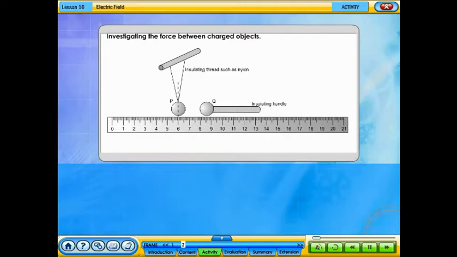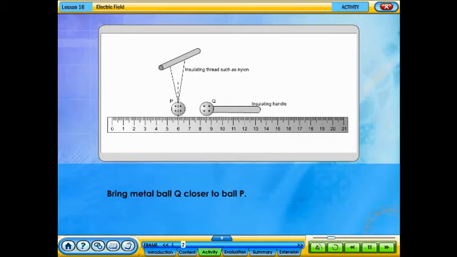This activity shows how the force between two charged objects depends on their separation distance and the charge on each object. Charge both metal balls, P and Q, with an equal quantity of positive charges. Bring metal ball Q closer to ball P.